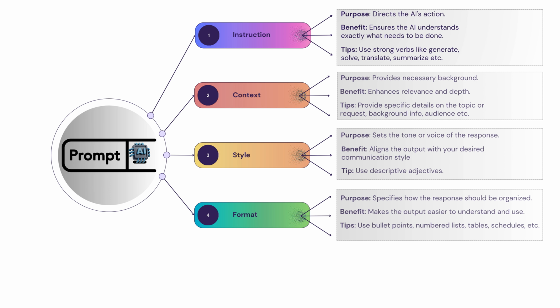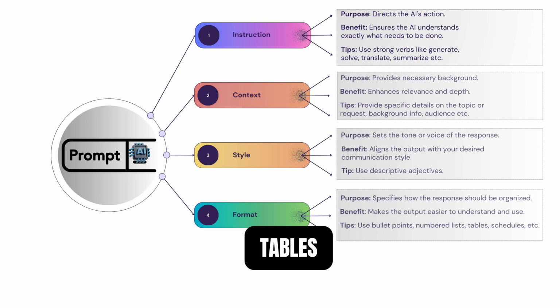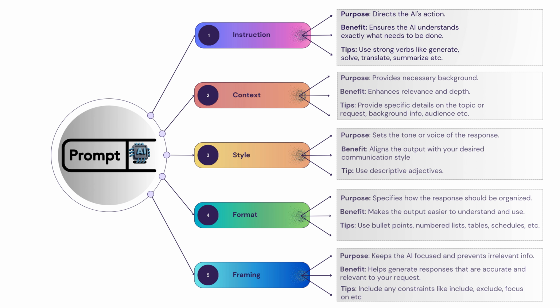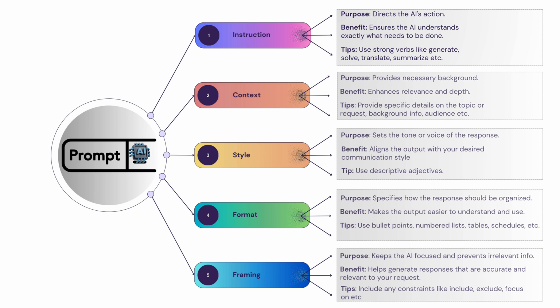Format specifies how the AI should organize the response. It can be done using bullet points, numbered lists, tables, schedules, etc. Framing involves adding constraints or limitations to your prompt to guide the AI response more precisely. Why would you want to do it, you may ask? Well, to set the boundaries that shape AI's output. Using constraints like limitations, exclusions, or specific focuses can help you set boundaries on AI's output.